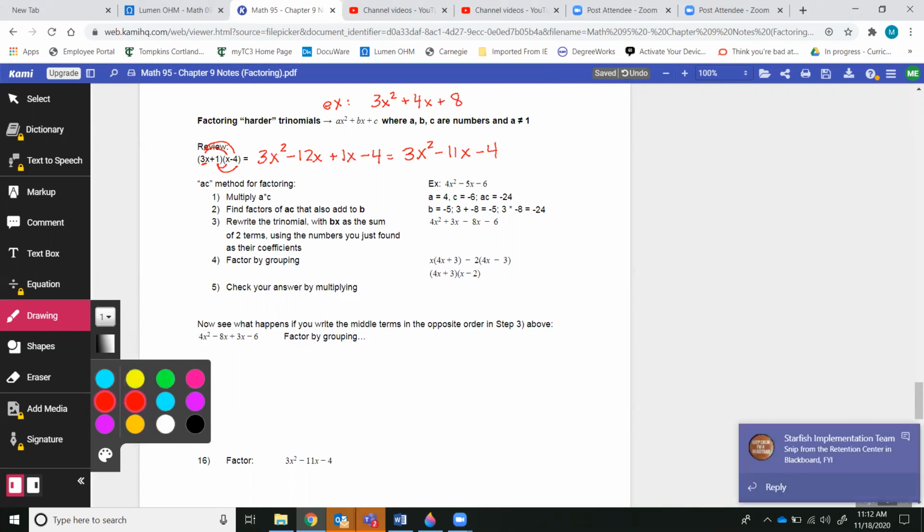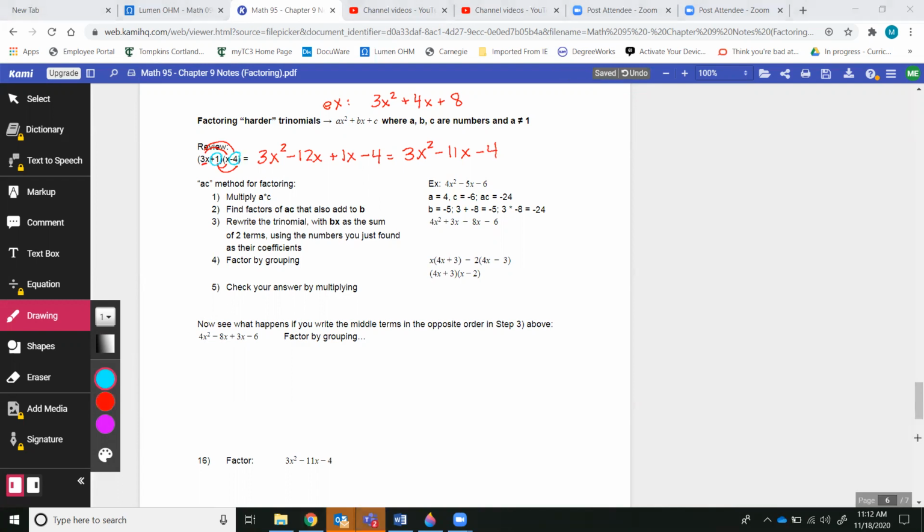Now, just like before, the 1 here and the negative 4 here, those two multiply to give us negative 4. Just like before, we had two numbers that multiplied to give us those. However, here's the difference: 1 and negative 4 multiply to be negative 4, but they do not add up to be negative 11.